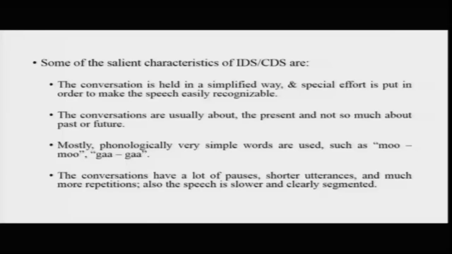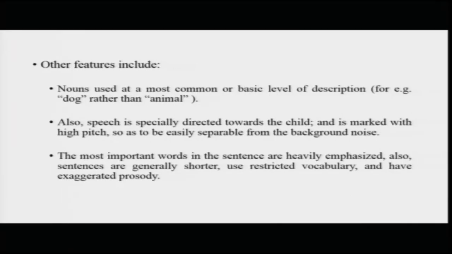All of this put together, in some sense, makes it very easy for the child to appreciate what language is being spoken, and what is the content of whatever is being spoken. Now, other features include that when we talk to children about the world, we tend to use very simple, very basic level nouns. We will not talk to a child and say that this is a dog and the dog is a mammal. We'll just talk about it as a dog, at the level that is easiest to understand.